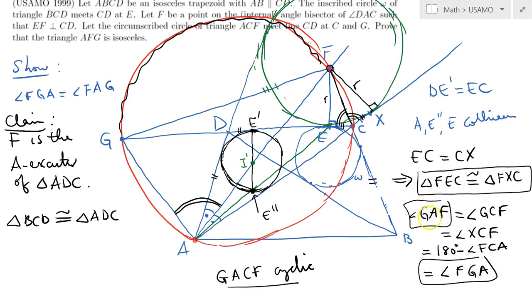So we have found that angle FGA is in fact equal to angle FAG, and as a result, FG is equal to FA, and this triangle FAG is an isosceles triangle, and that solves the problem.